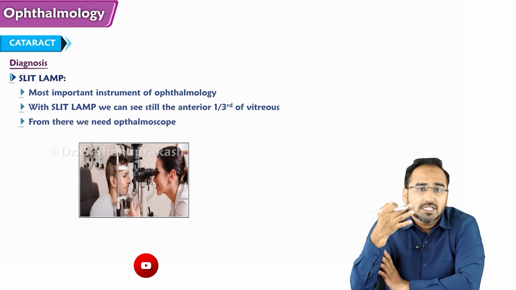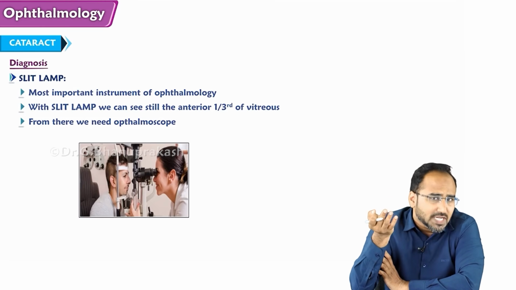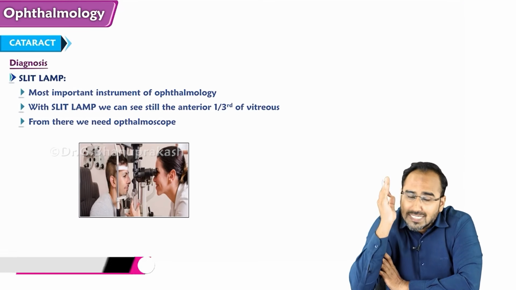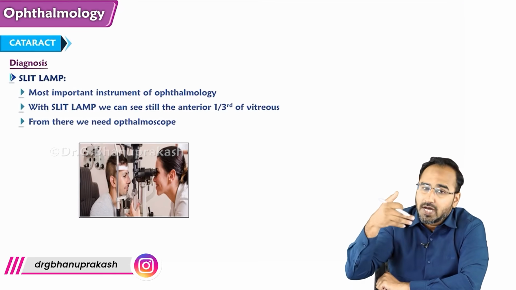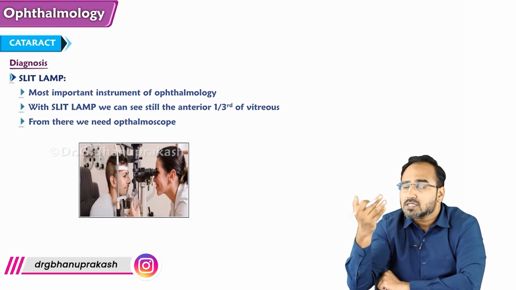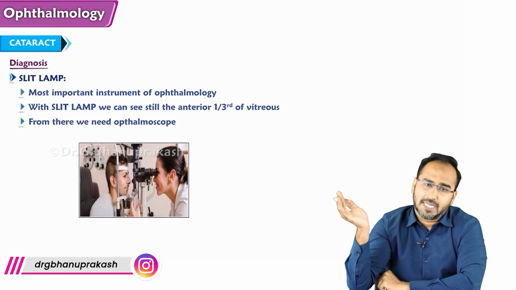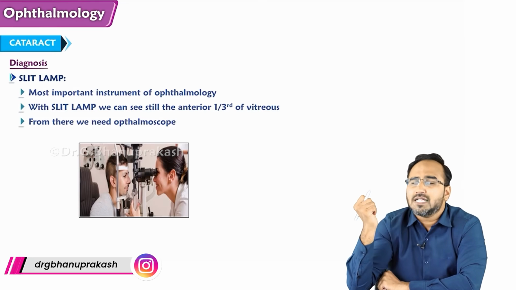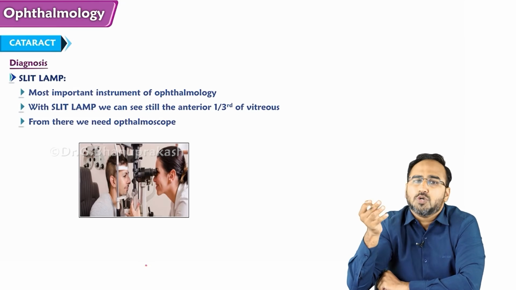But to differentiate what form of cataract, what staging of cataract, you have to make the patient sit in front of the slit lamp and you have to examine the patient's eye. That is called as what, guys? Slit lamp examination. Apart from slit lamp examination, you also go for tonometry.